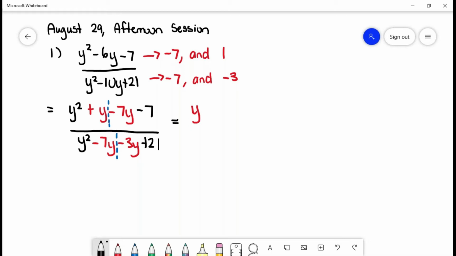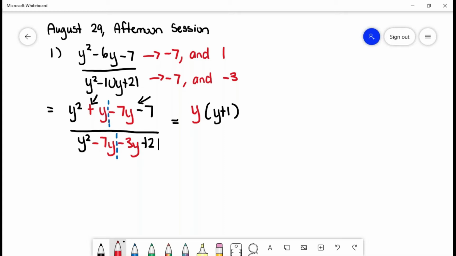If you do factor out y, you would get y plus 1 in the brackets. And if you multiply this out, you get y squared plus y, which is what we originally had here. Now we're going to pay attention to this group over here, which is -7y minus 7, and do the exact same thing, essentially taking out our common term.